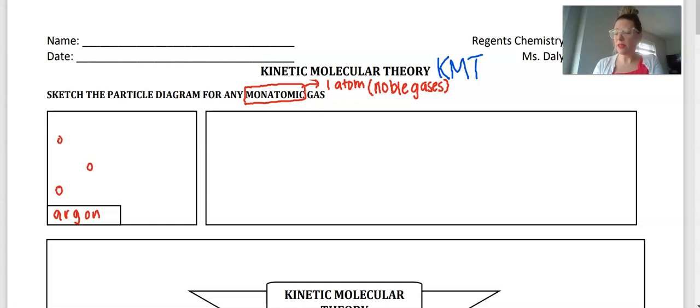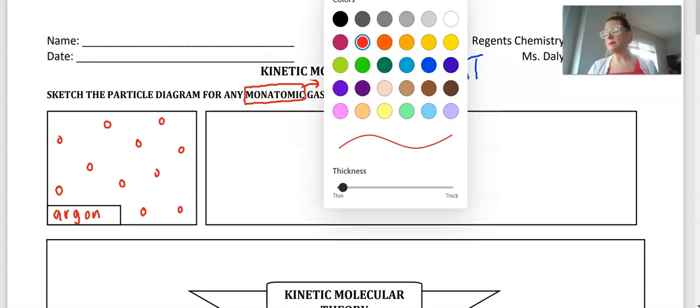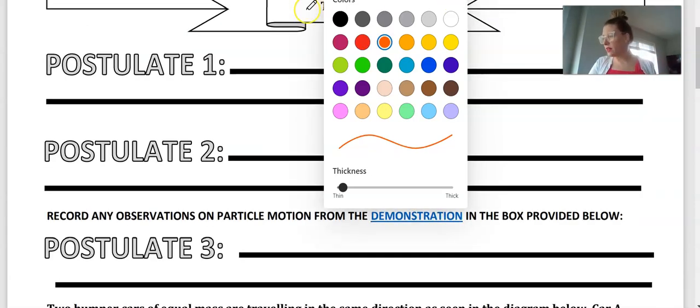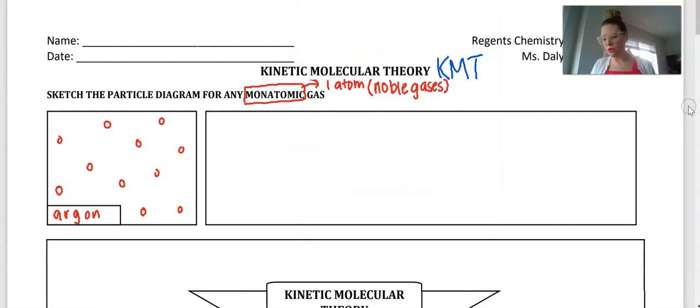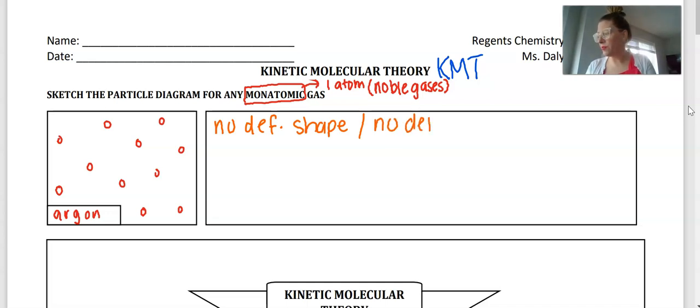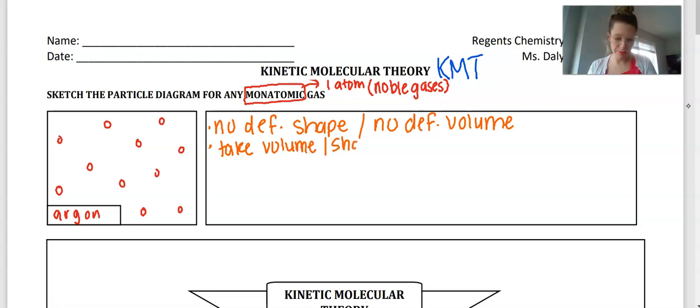Okay, so we have our gas particles. Remember that gases are going to take up the space of the container. They're going to have a good amount of space between those particles, and they are able to expand and contract. So let's jot that information down so that it is in your notes. Gases have no definite shape, no definite volume. They take the volume and shape of the container, and they are spread out.